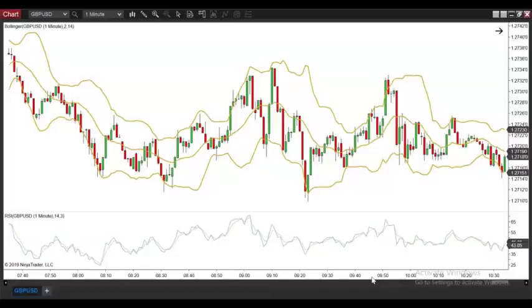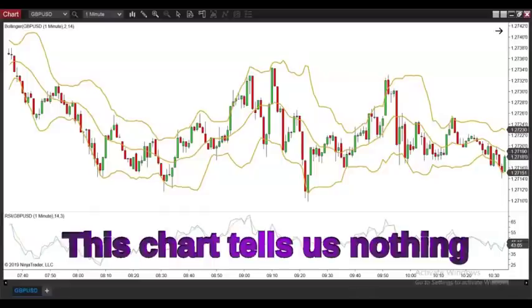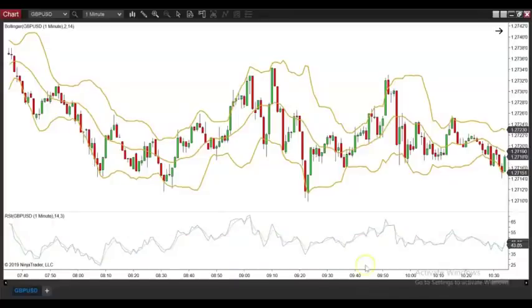Can you look at this chart and tell me, what does a buy signal look like? What does a sell signal look like? Where do I get in? Where do I place my stop? This chart answers nothing that professional traders need to know every day before they open up a trade, right?